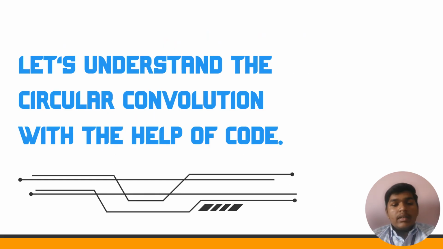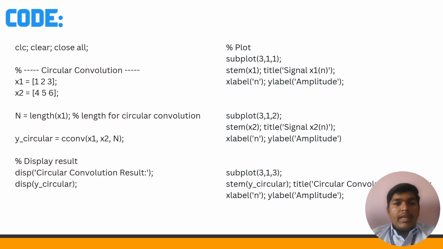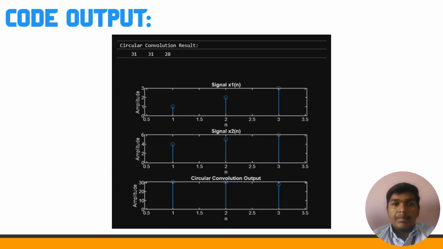Let's understand circular convolution with the help of the MATLAB code. So we have two input signals x1 and x2. Using the cconv function, we perform the circular convolution. The code also plots all three signals: x1, x2 and the output signal. This helps us to visualize how the two signals interact with each other in a circular manner.